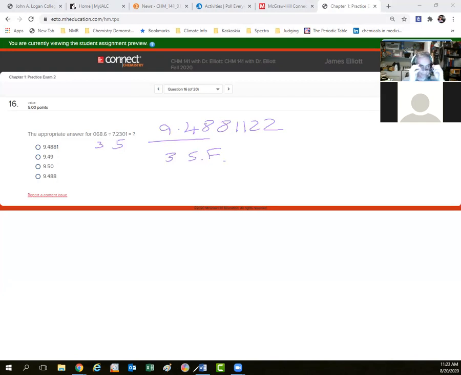Anyway, let's see. Right, so 3 significant figures. There's the cutoff. We're going to round up, that takes us to 9.49. Let's see, that wasn't the answer I thought I had earlier. Let me check. Okay. Yep, okay, that is the answer. So that becomes 9.49. Next one, which is multiplication this time.